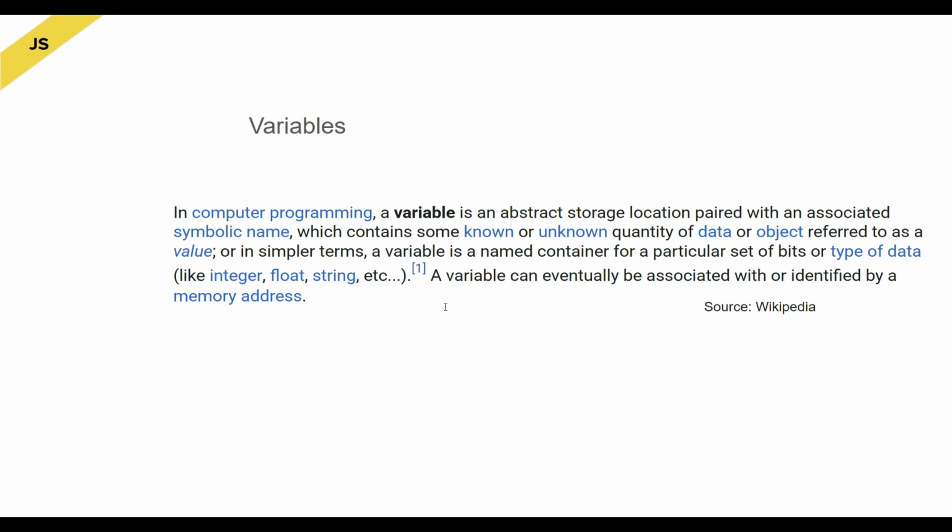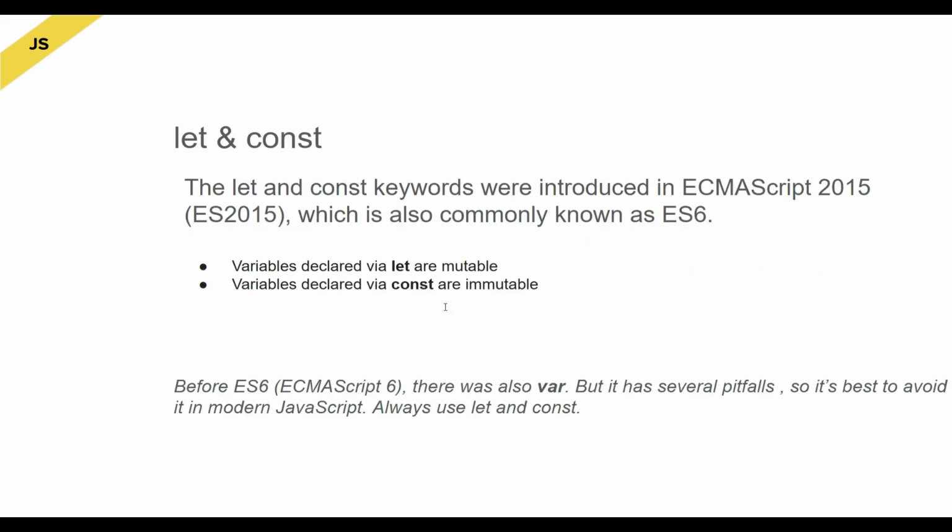Think of it like a box where you can store a value, like a number, text, or object, and give it a label so you can use it later. In JavaScript, we usually create variables using let or const. Both of these were introduced in ES6.